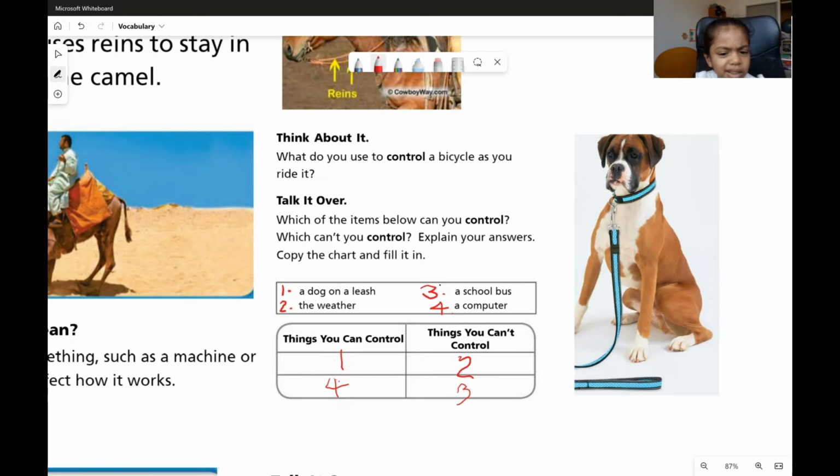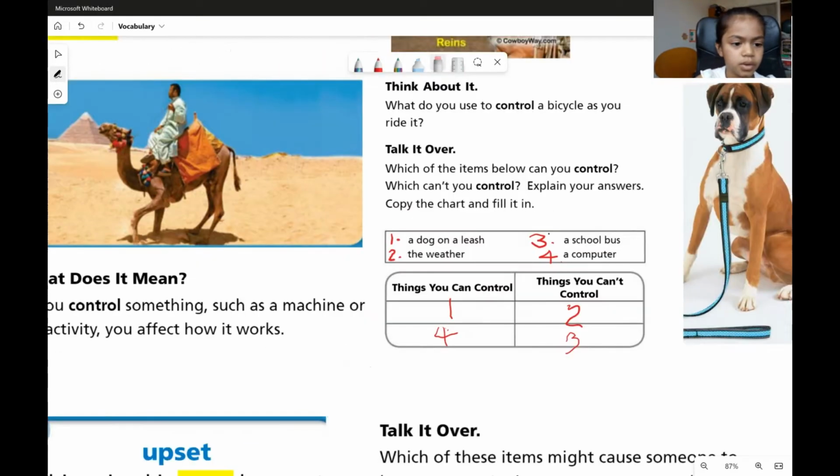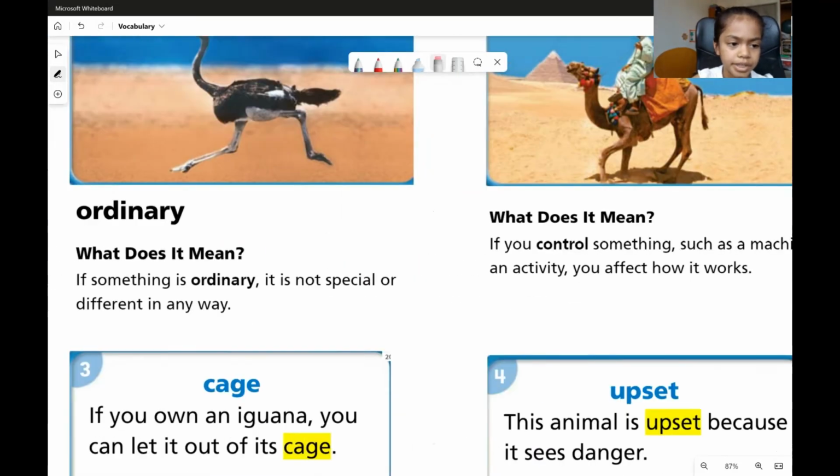By the way, do you know what leash means? Well, a leash is something that you use when you want to take a walk. You put on a leash for the dog or cat, and then you can walk, kind of making the dog in control, so he will walk with you and get exercise. So now let's move to the next word.